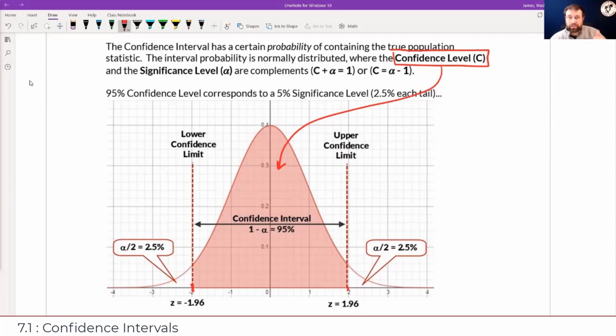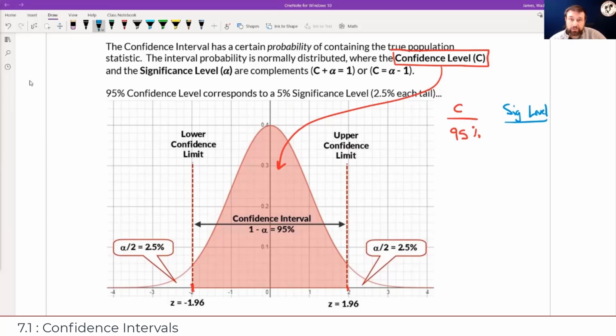So again, the confidence level. As my confidence level goes up, right, as my confidence goes from 90% to 95% to 99%, the area gets larger, right? Which means my interval gets wider. My confidence interval gets wider, okay? So that's the confidence level. If I have a confidence level of 95%, then I also have what's called a significance level. And these two things are complements.